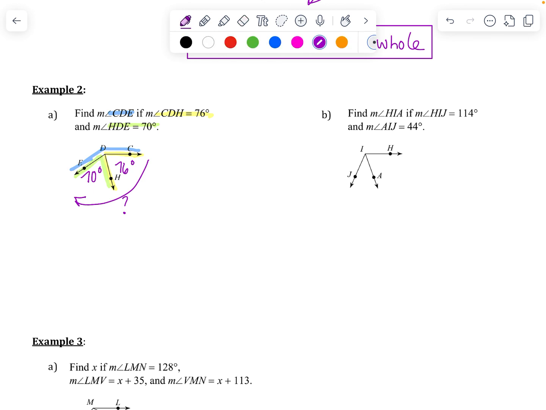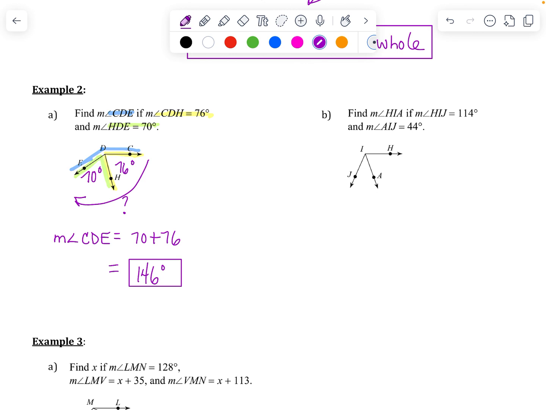So that big outside angle, which is CDE, so the measure of angle CDE is going to be the two smaller ones, 70 plus 76 added up. Again, that's just called the angle addition postulate, and you'd get 146 degrees.